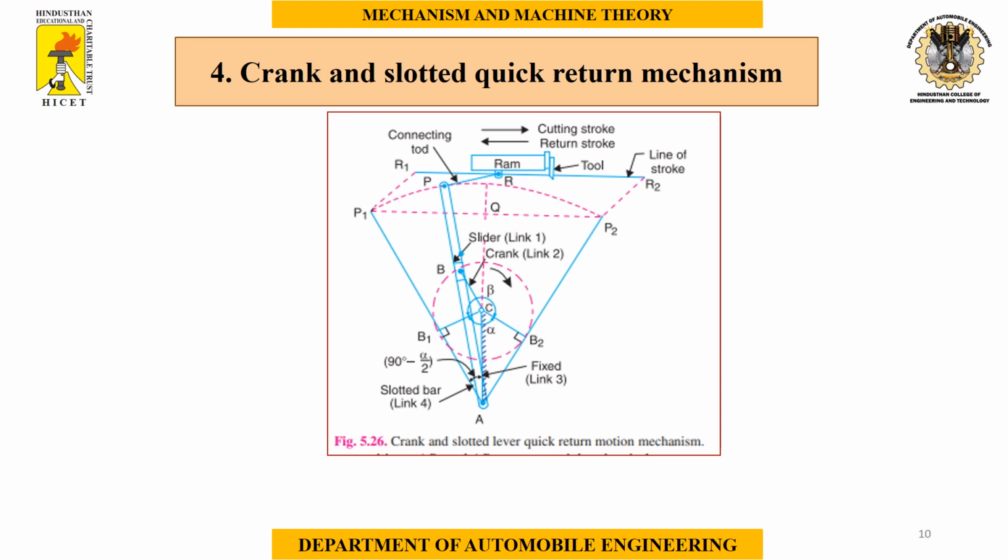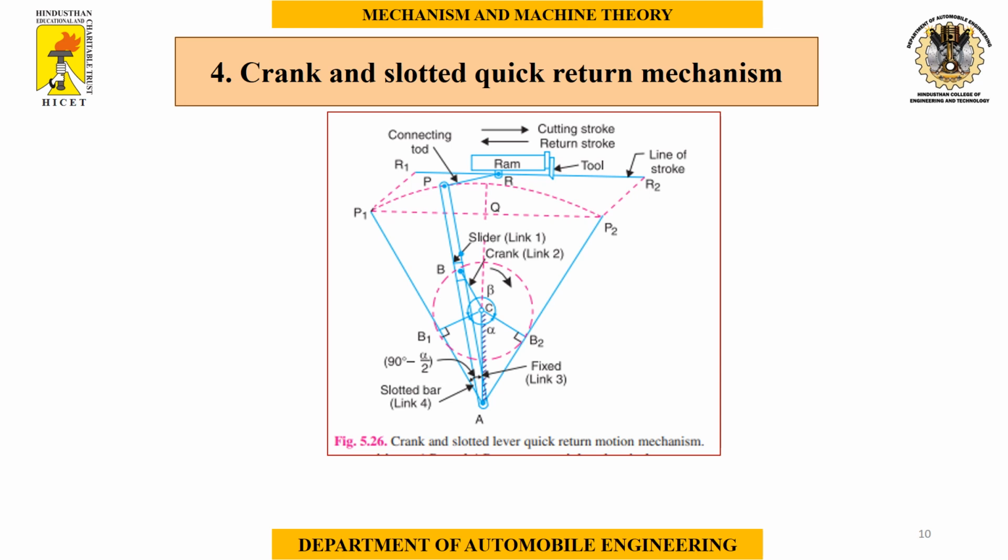Here link 4 acts as the slotted bar and link 3 is fixed, link 2 is given as rotational input and link 1 is the slider mechanism. First, initially the slotted lever is in the P1 position. At the forward stroke, the slotted lever moves in an arc from P1 to P2, while the tool is cutting the job. But at the end, while returning, the slotted lever moves from P2 to P1 in a straight manner.